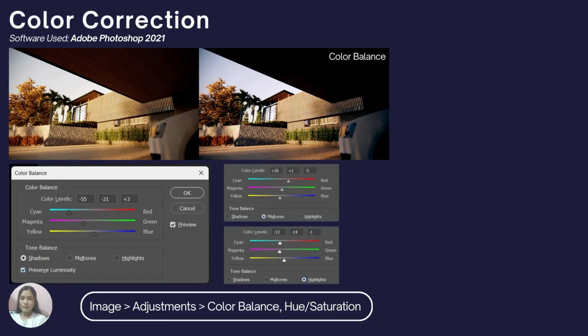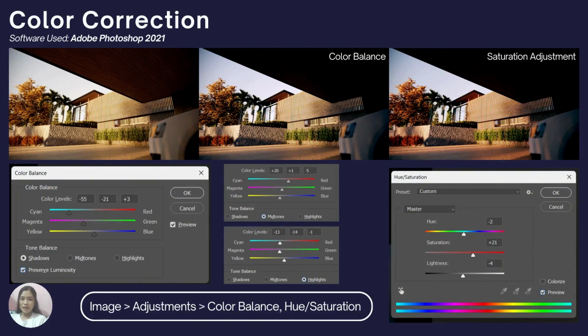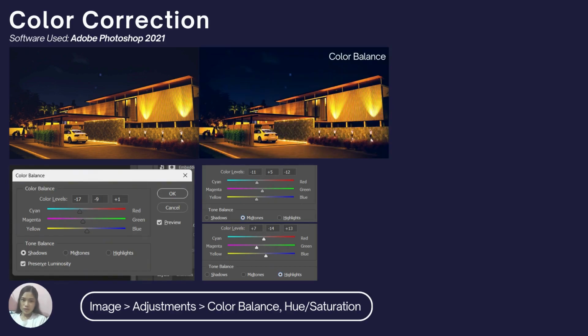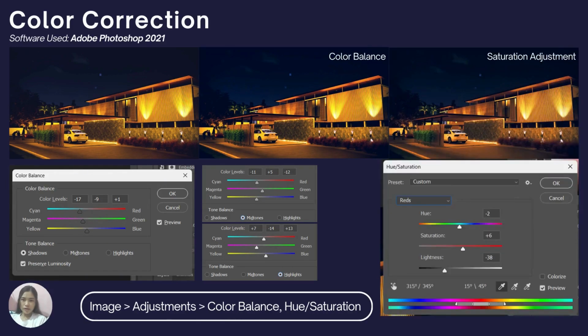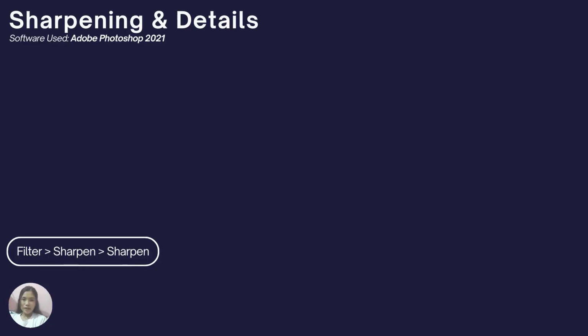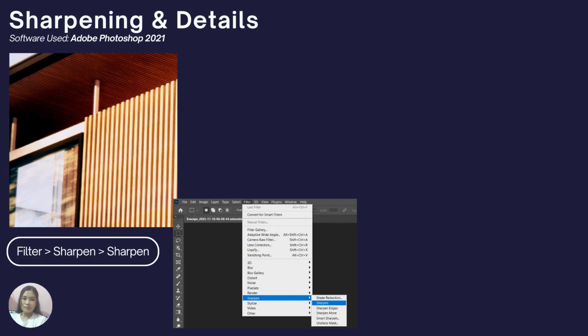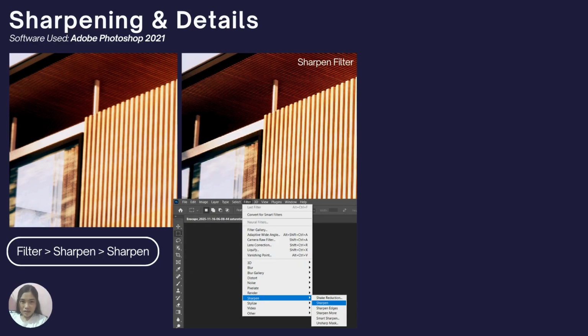And for the saturation adjustment, I added saturation to let the colors be more seen and lessened the sunlight a bit. Same for this other example. It is not that obvious, but to compare, it looks better after the adjustments. For sharpening details, you can locate them under Filter, then click Sharpen and Sharpen again. When you follow the prompt and click the sharpen filter, the image became clearer, giving sharpness to the whole image.